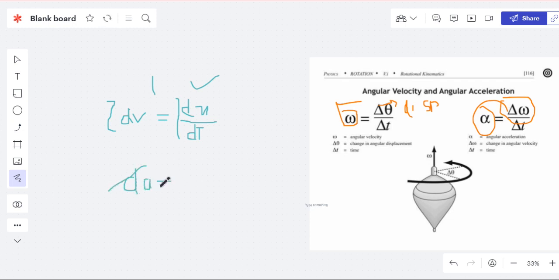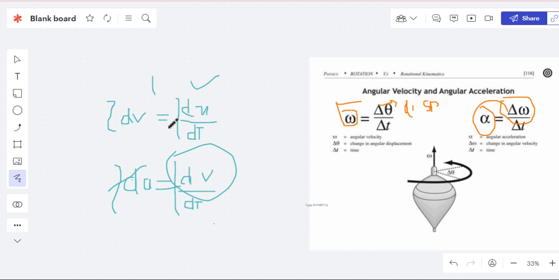Acceleration, dA, is equal to dv upon dt, right? And I'm going to write the integration formula here, and the area under the acceleration-time graph gives us velocity.